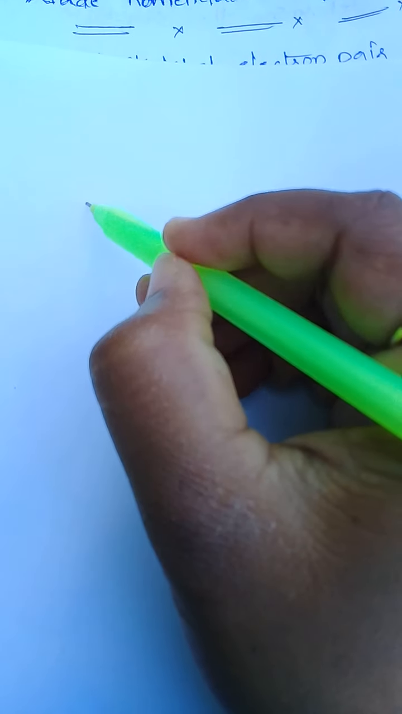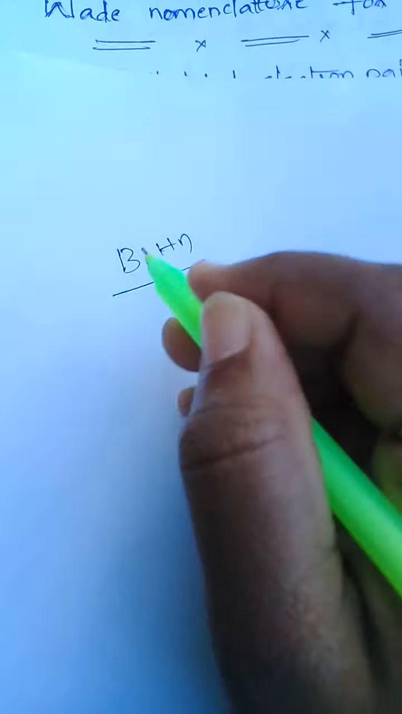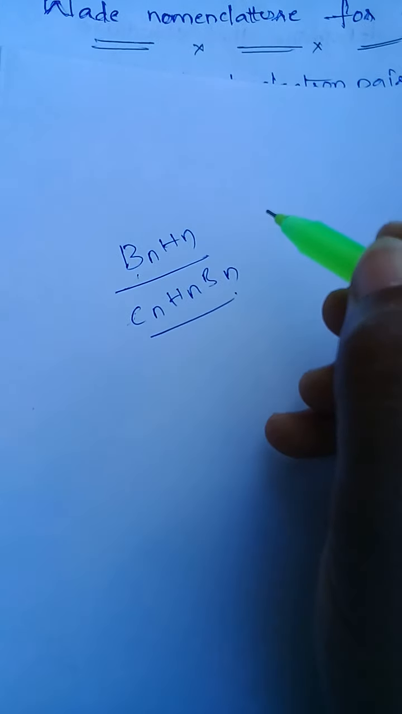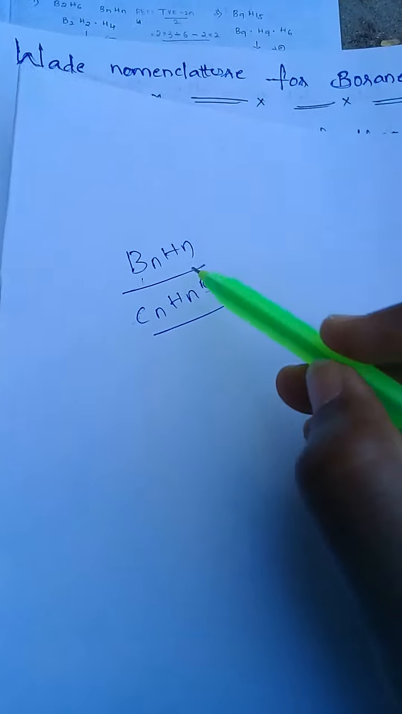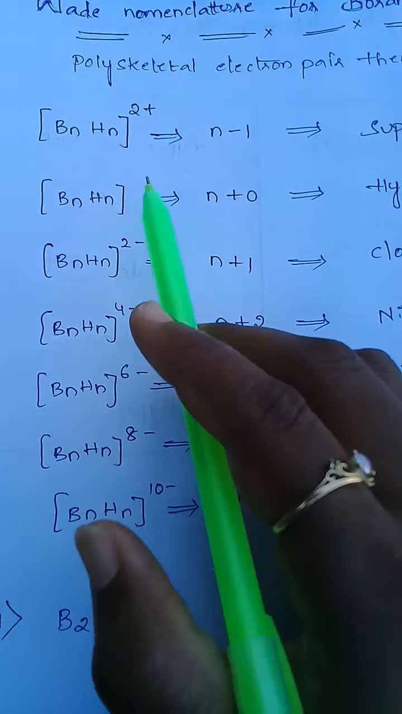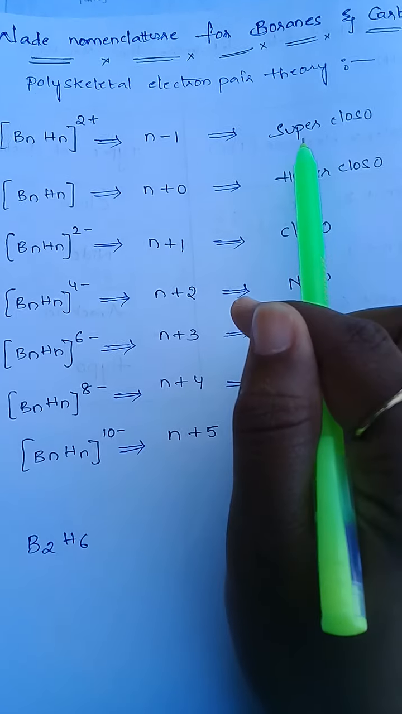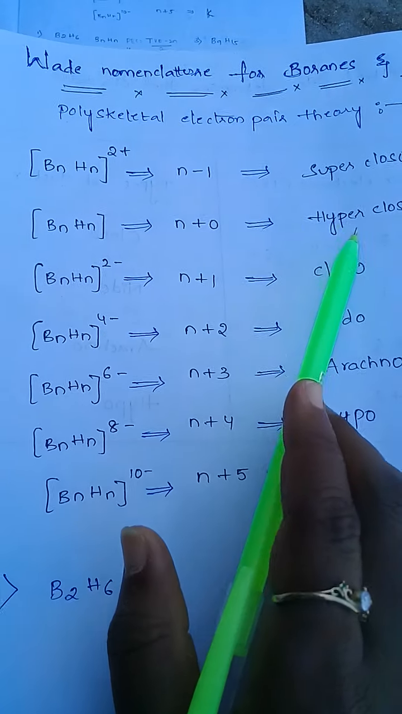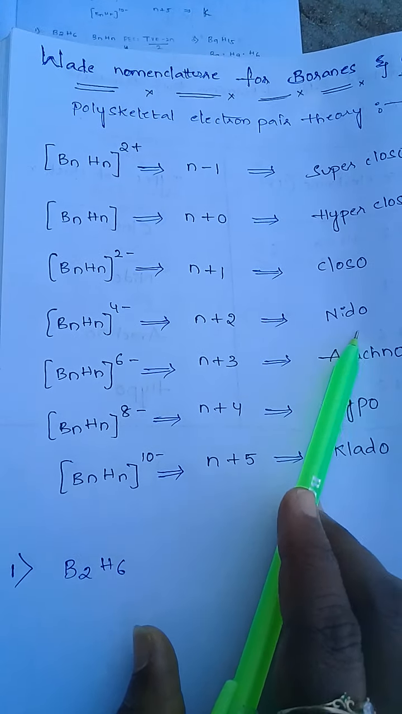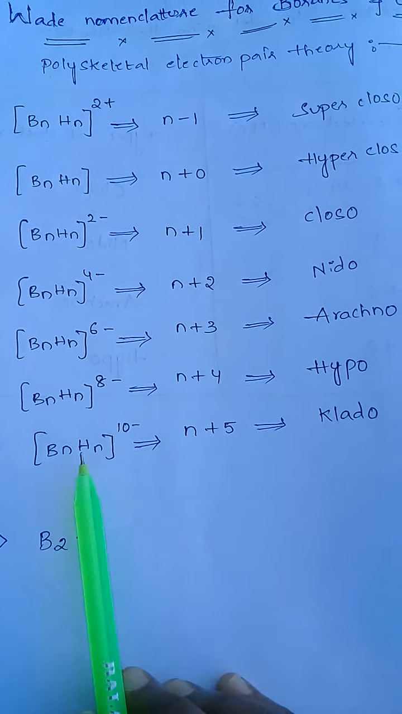The general formula for boranes is BnHn, and for carboranes CnHnBn. This is the formula for boranes and carboranes. See here, BnHn 2 plus means supercloso, BnHn means hypercloso, BnHn 2 minus means closo, BnHn 4 minus means nido, BnHn 6 minus means arachno, 8 minus means hypo, and 10 minus means clado.